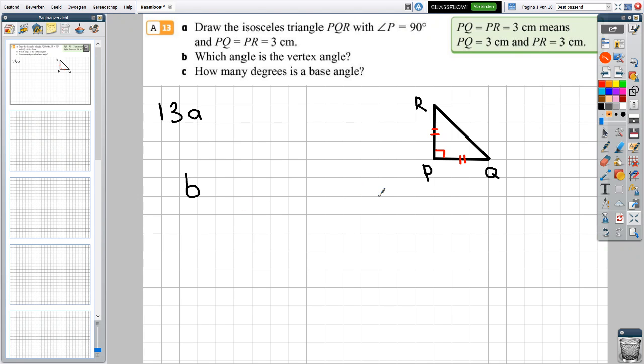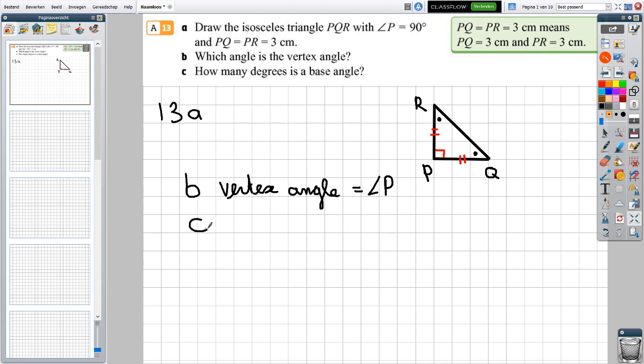Which angle is the vertex angle? Welke hoek is de tophoek? Well, if you take a look, there are two angles here that have the same value, that are going to be angle R and angle Q. That means that the remaining one here must be the vertex angle. So the vertex angle in this case is going to be angle P.